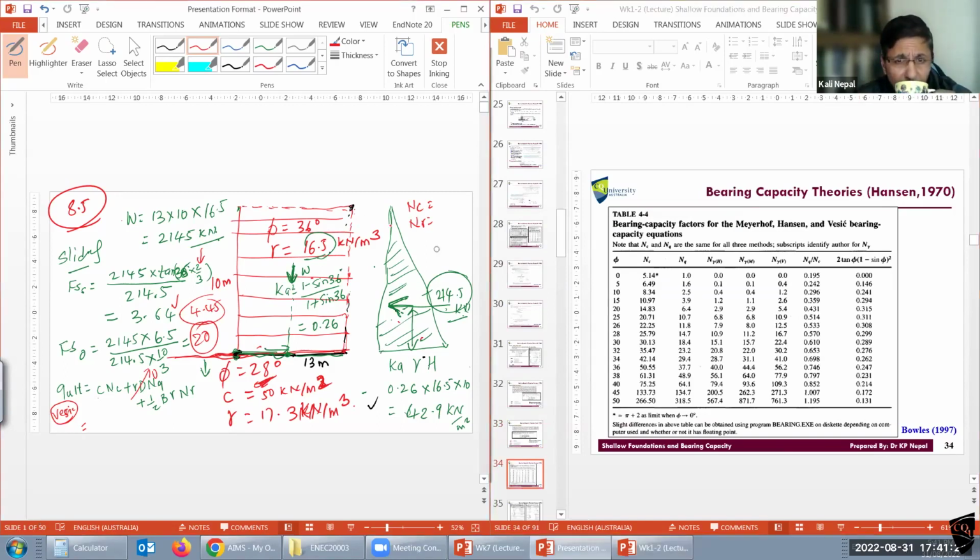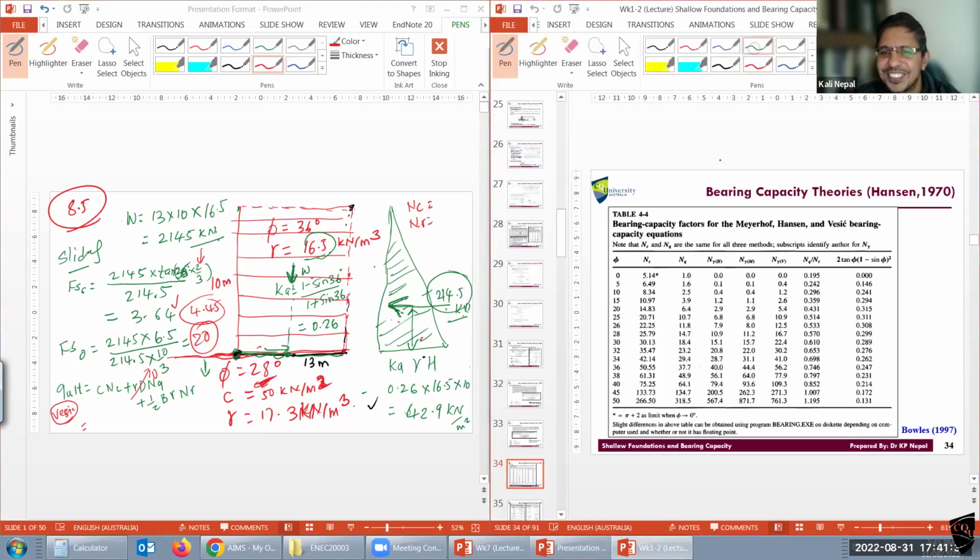Can you give me Vesic for what degree? 28. Thank God, 28 is there, otherwise interpolation is a little bit tricky. So Nc is 25.79, right? And then N gamma for Vesic, let's use 16.7. You need to specify the methods, otherwise the value will be different.